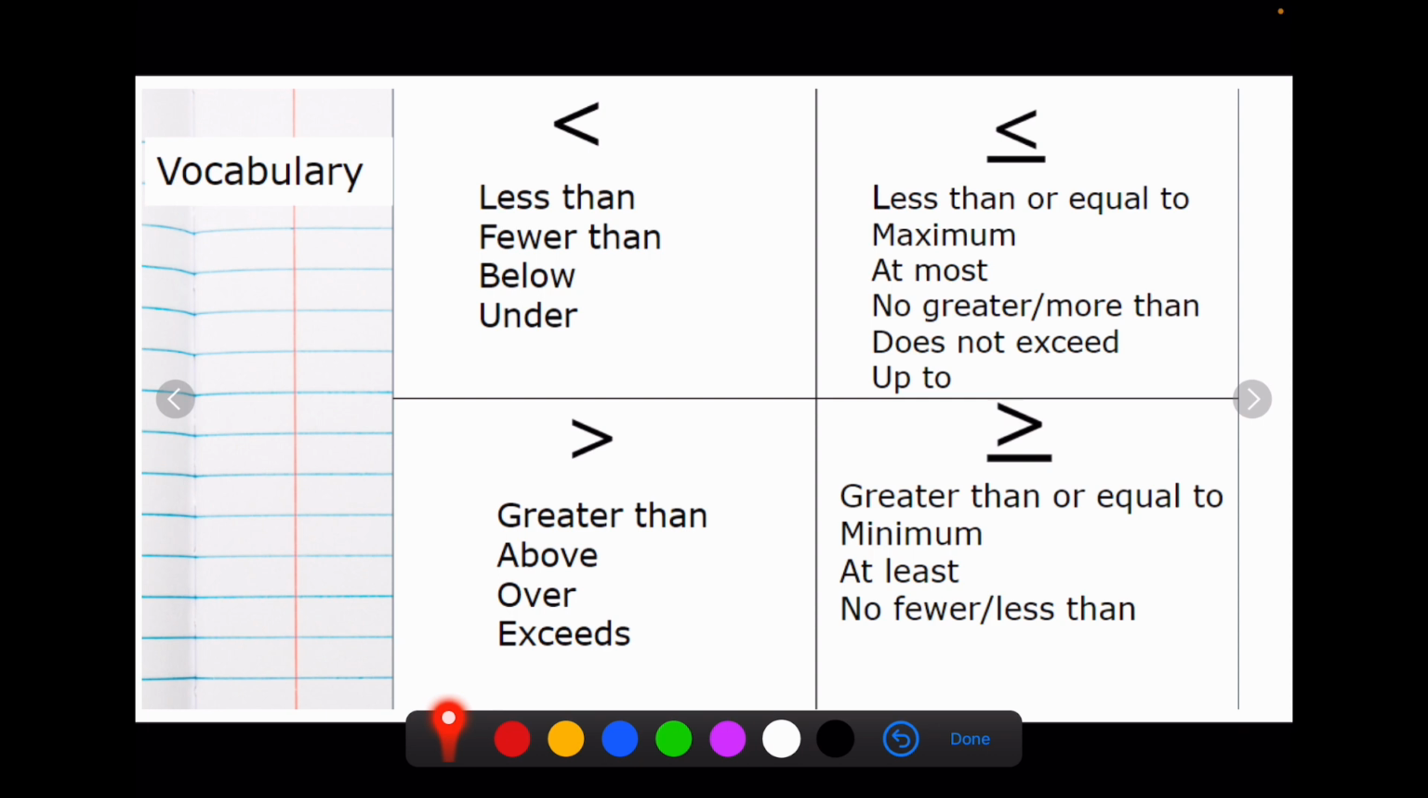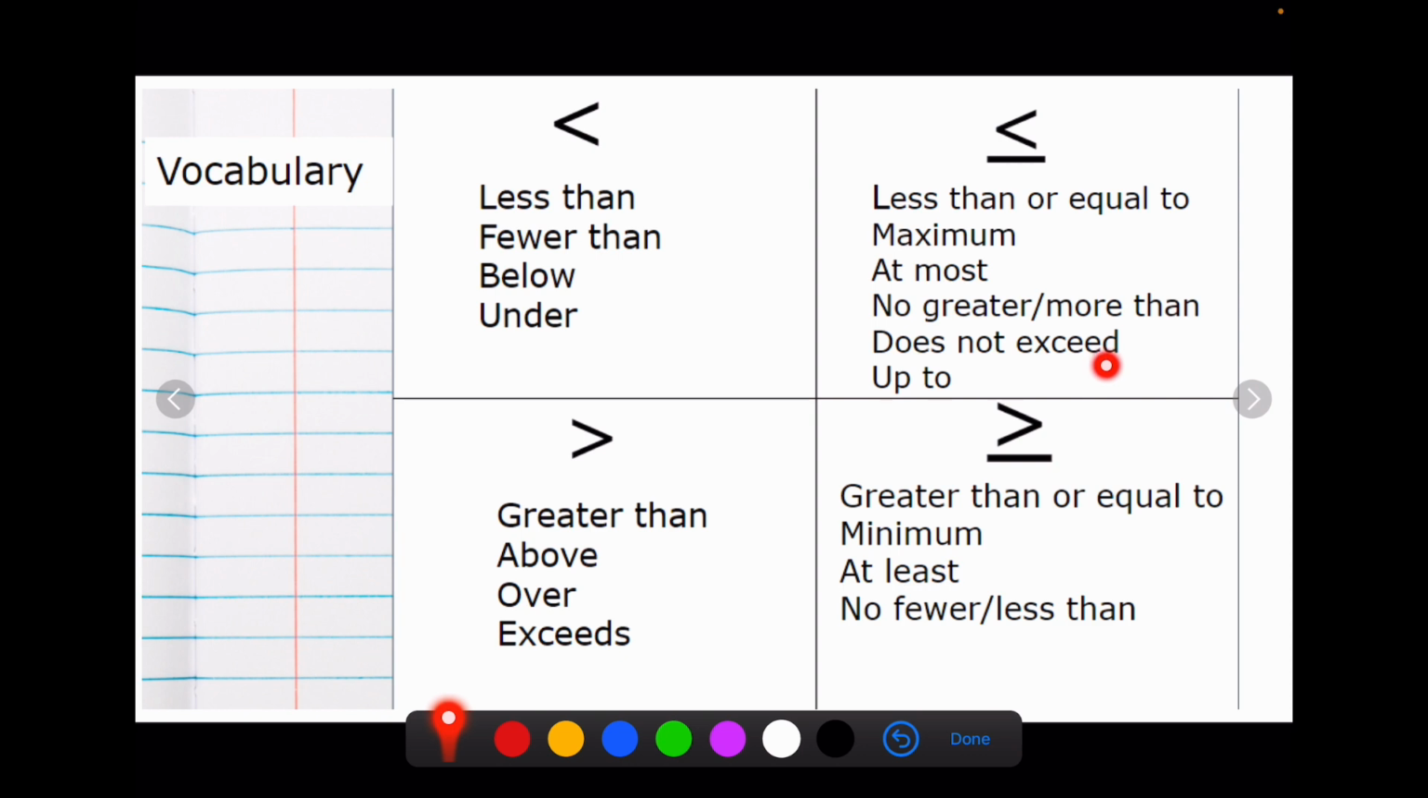You probably don't hear the ones on the left-hand side too often. You'll hear them sometimes. But a lot of the ones that you do hear are the ones on the right-hand side. So, let's see. Does not exceed is another one that you might hear.